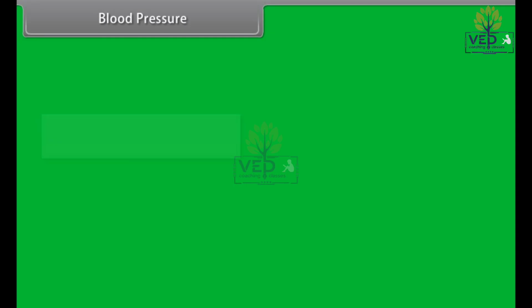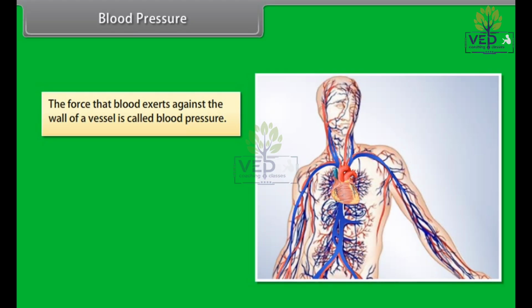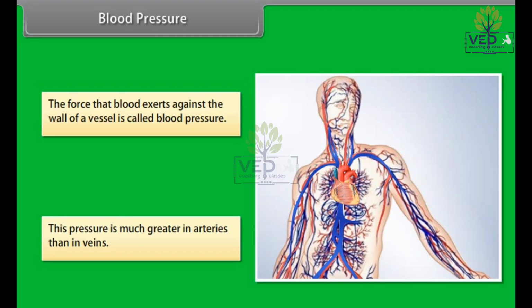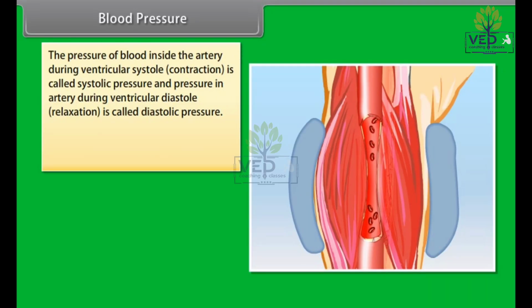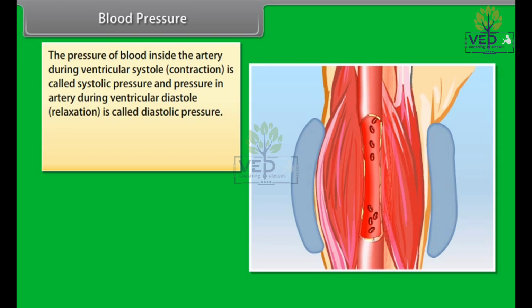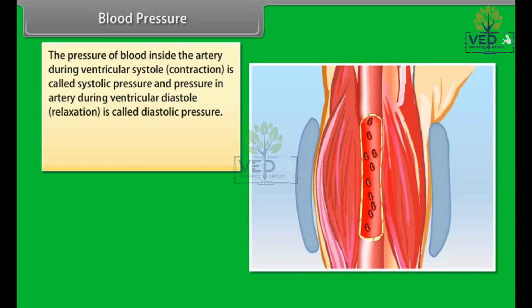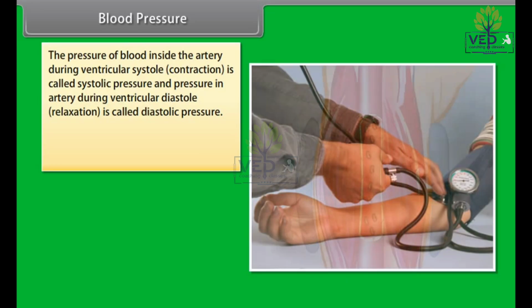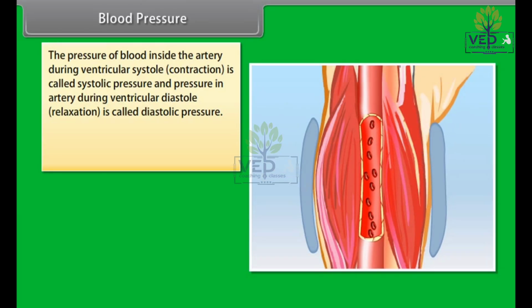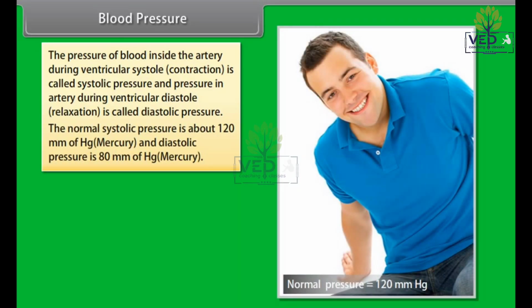Blood pressure. The force that blood exerts against the wall of a vessel is called blood pressure. This pressure is much greater in arteries than in veins. The pressure of blood inside the artery during ventricular systole (contraction) is called systolic pressure, and pressure in the artery during ventricular diastole (relaxation) is called diastolic pressure. The normal systolic pressure is about 120 mm of mercury and diastolic pressure is up to 80 mm of mercury.